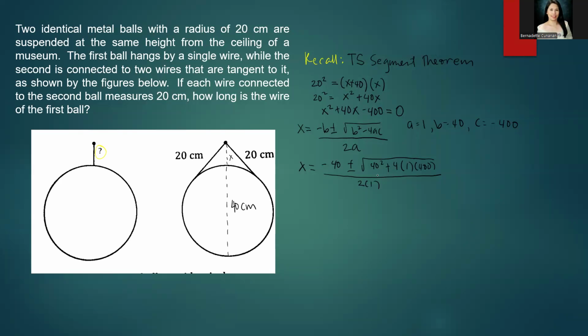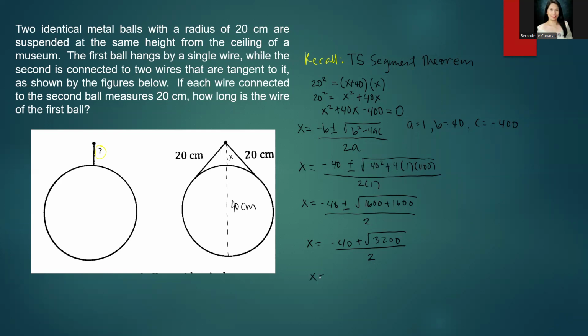So we have x equals negative 40 plus minus square root of 1,600 plus 1,600 again, the product of 4, 1, and 400, and then over 2. So we have negative 40 plus square root of 3,200 over 2. Anyway, I allowed you to use calculator. So you can just enter the given in your calculator, then press equals. So you'll come up with your answer.